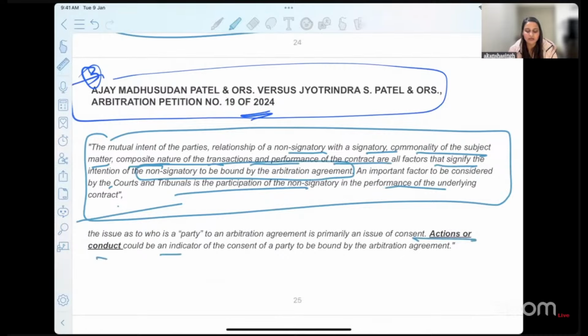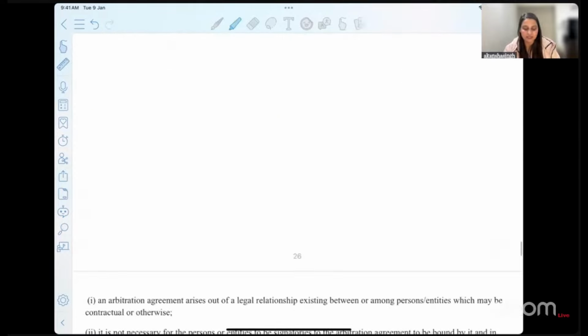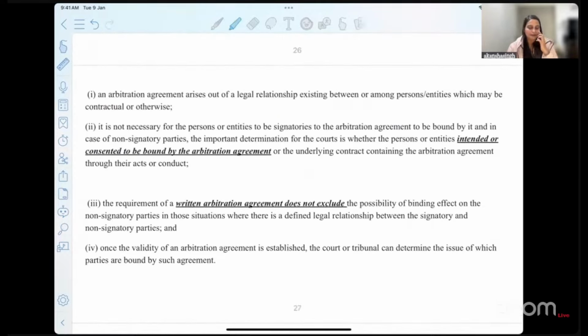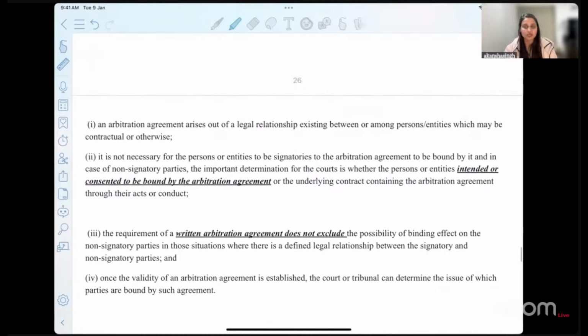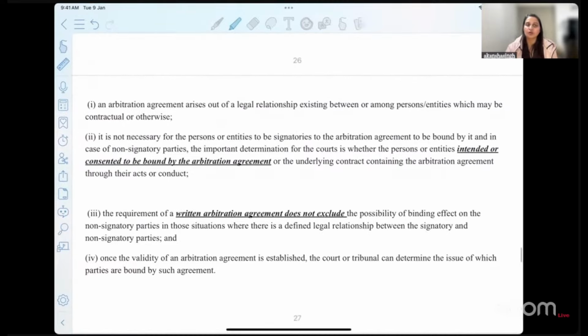Merely action or conduct could be an indicator, because see, here you do not have a signature. So the court says, how do we find it out when there is no signature? So it can be seen on the basis of the action and conduct of the parties. Then these are four other essentials that you can take a screenshot of also.